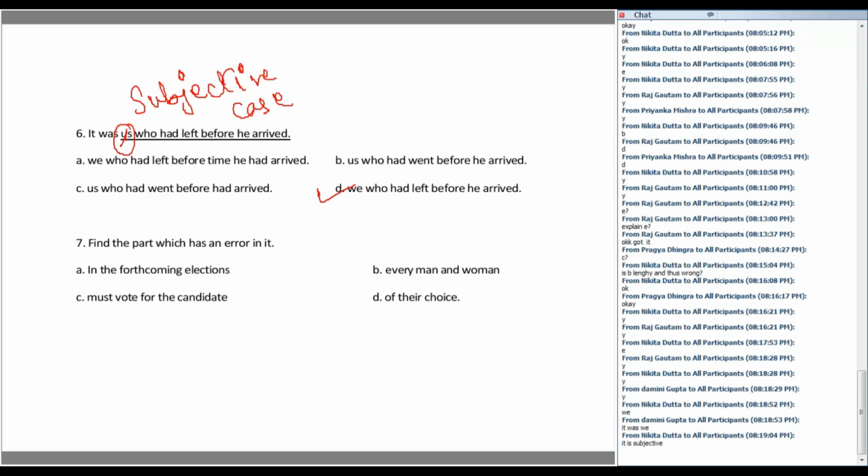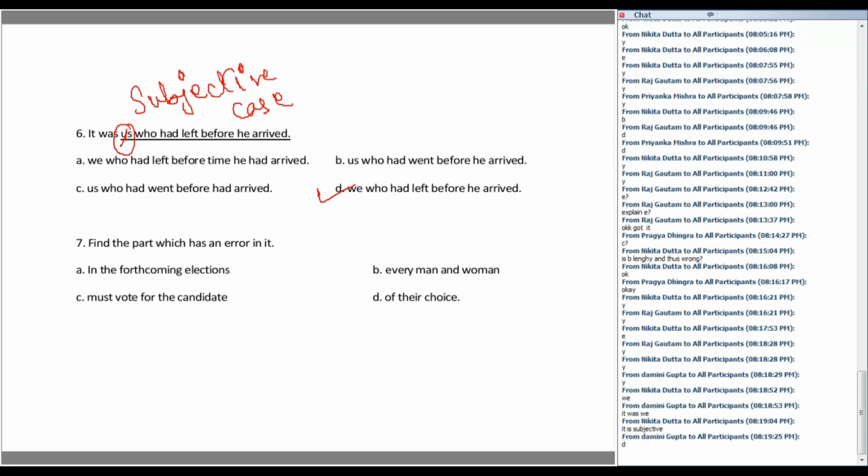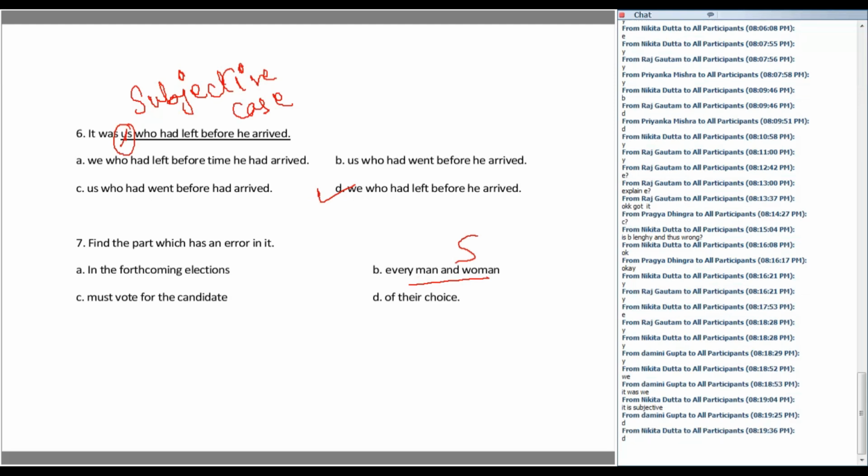Number 7. Find the part which has an error in it. In the forthcoming elections, every man and woman, singular. Every man and woman must vote for the candidate of his or her choice. So the error is in D.